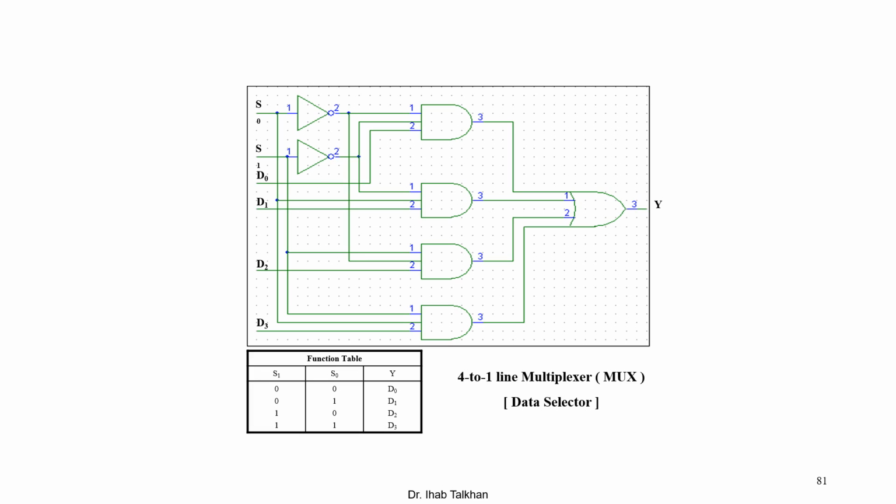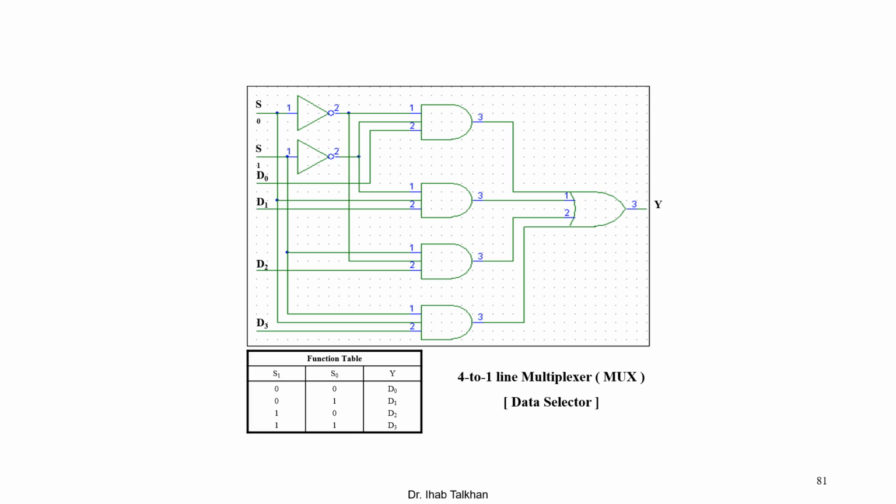Assume that S0, S1 is the selection line. If S0, S1 equals 0, 0, this means that only one of these 4 ANDs will be active at a time, because S0 and S1 are connected to all AND gates. So you have the 2 inputs for the selection line, and you have D0 going to the upper AND, D1 to the second one, D2 to the third one, and D3 to the fourth one. So S0, S1 is either 0 0, 0 1, 1 0, or 1 1.